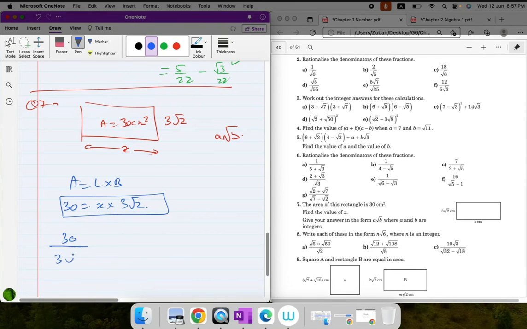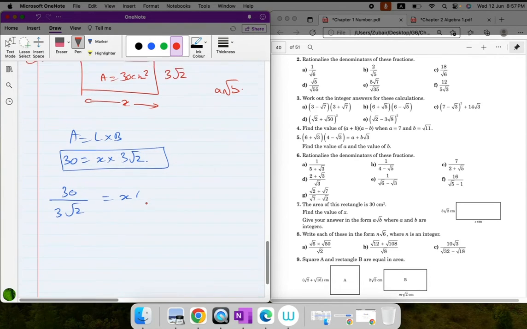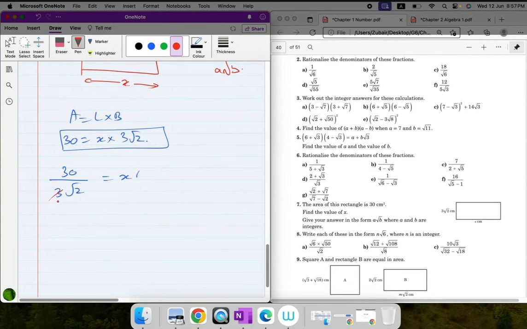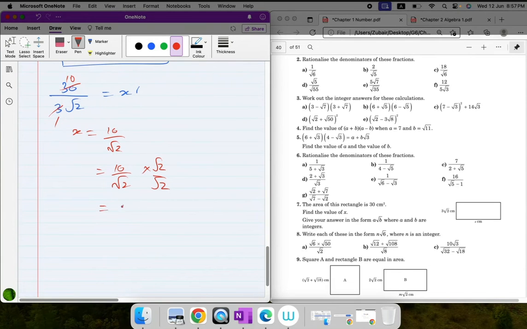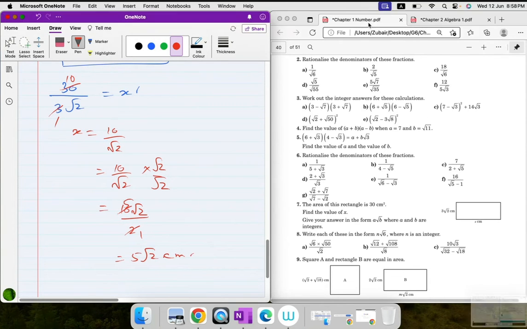30 divided by 3 square root 2 is equal to x. So 3 1 times, 3 10 times. Now x is equal to 10 divided by square root 2. Now we rationalize: 10 divided by square root 2 into square root 2 by square root 2. So 10 square root 2 over 2. 2 1 times, 2 5 times. 5 square root 2 centimeters is your answer.